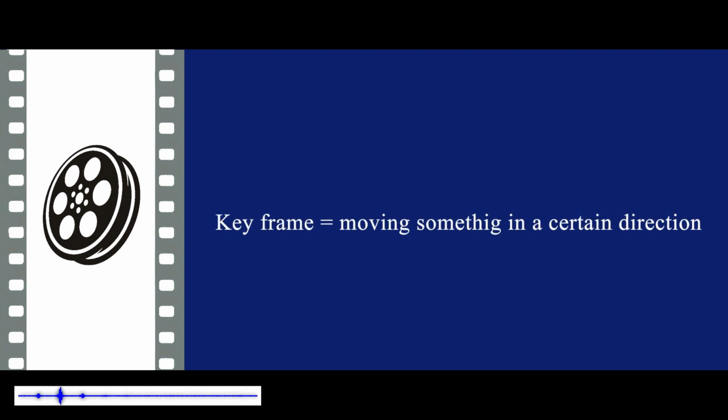How to animate it? You'll want to keyframe it. Keyframing is making something move in a certain direction. For instance, you're keyframing the object going up in midair, thus your object is levitating. And this is how the effect is done.